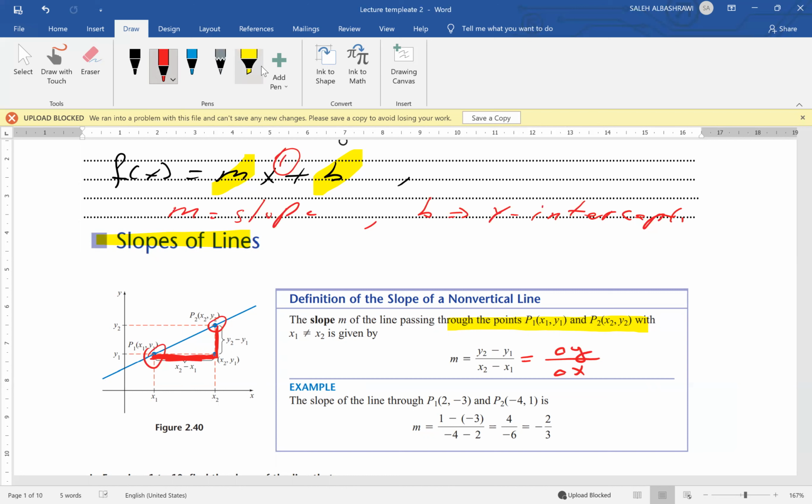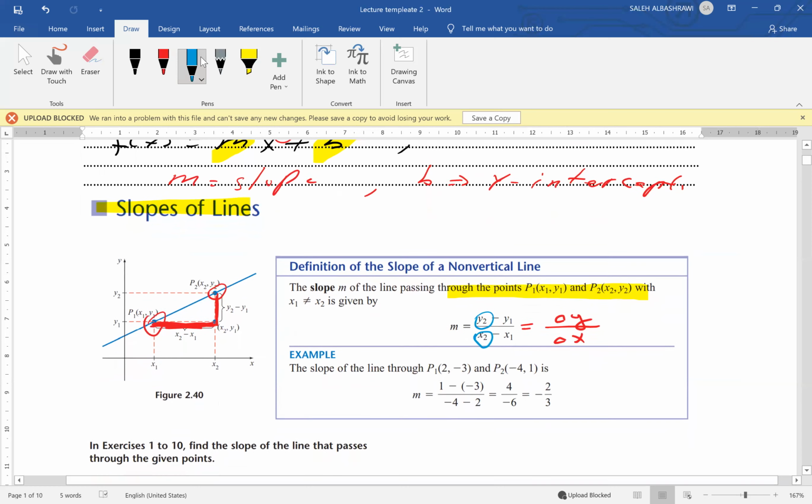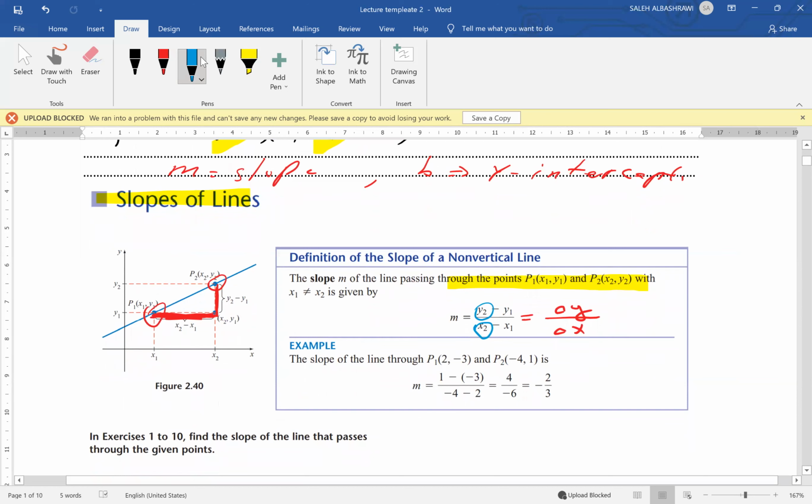We have to keep the order of the coordinates. If I put y2 in the numerator, then I have to write x2 in the denominator. If we started with y1 in the numerator, then we have to start with x1 in the denominator. We have to keep the order, so start from p1 to p2 or p2 to p1. So the slope of the line is given by delta y over delta x.